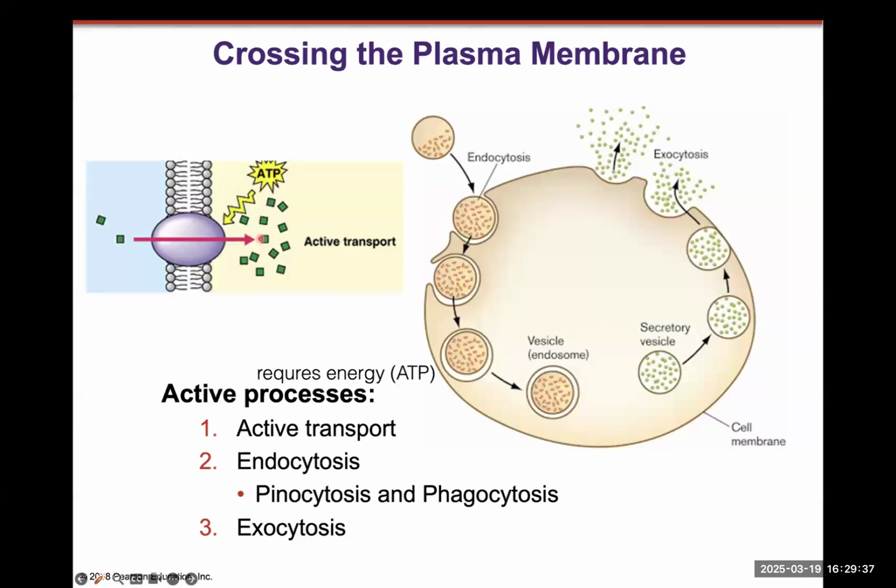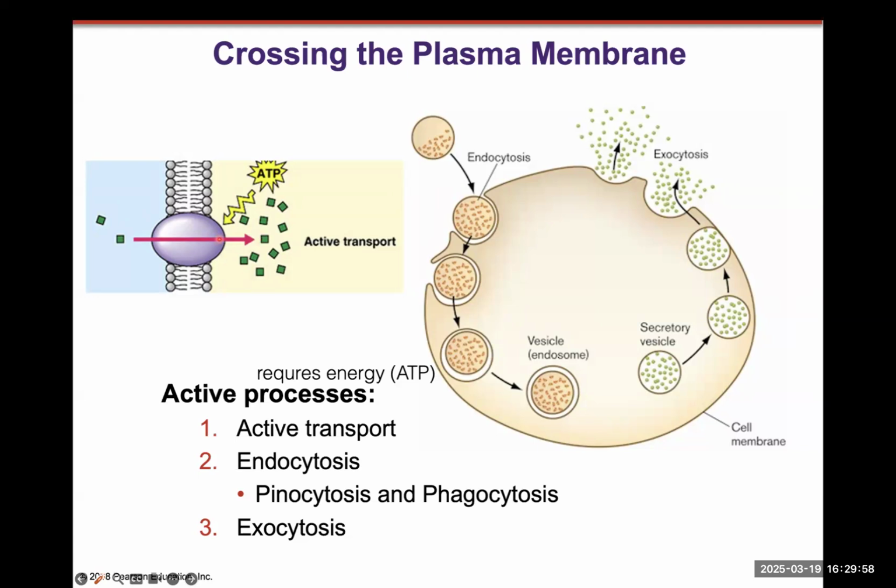If you're blowing a balloon, you take energy to blow air into the balloon. If you didn't put energy into it, the air will not go into the balloon. So in this case, whatever this molecule is, it doesn't want to go inside the cell, but the ATP is forcing it to go inside the cell. So that's one type of active transport.